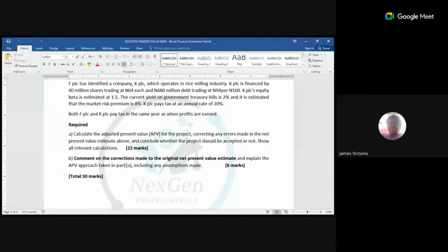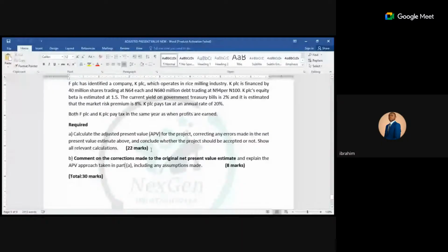You are required to calculate the adjusted present value for the project, correcting any error made in the net present value estimate above, and conclude whether the project should be accepted or not. Show all relevant calculations.